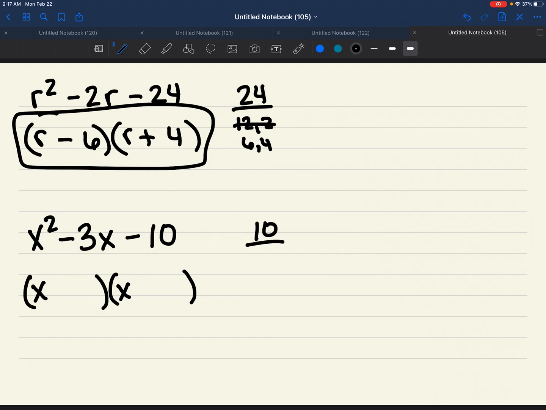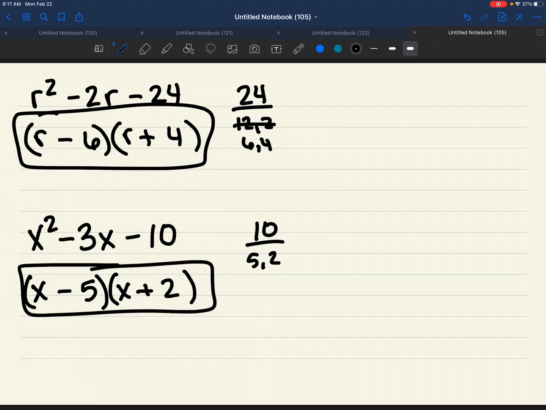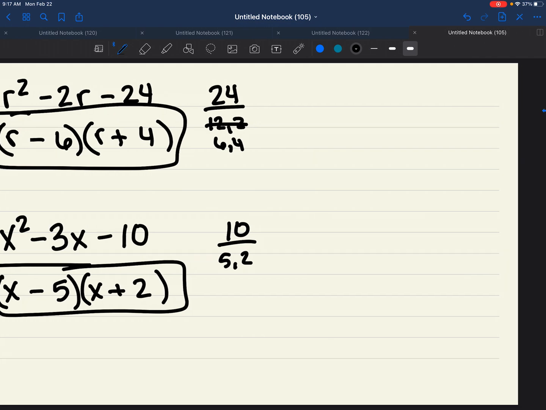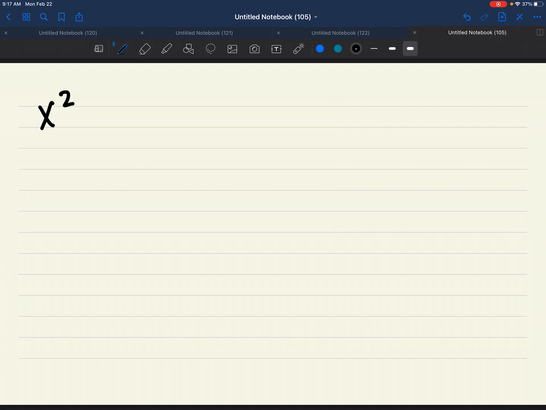All right, I want two numbers that multiply to get 10, add or subtract to get 3. Just start listing. 5 and 2. Okay, so 5 and 2 would subtract. Then all you have to do is look right here. So this negative sign is going to go with the bigger or smaller number? The bigger one. And the other one gets a positive. Cool? That was easy. It's the same exact thing every time. You just have to be careful when both signs are negative to know which one gets a negative, which one gets a positive. Okay?